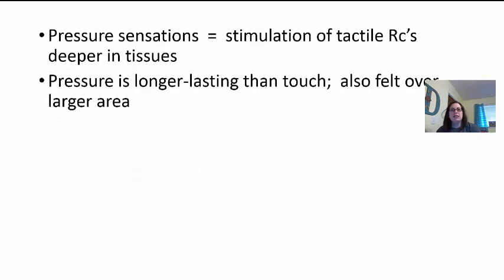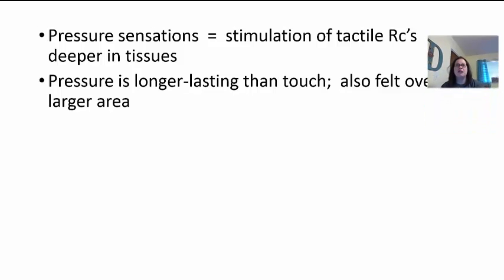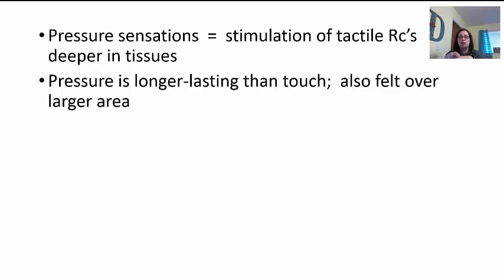All right, now this brings us more towards pressure. Pressure sensation is a stimulus of tactile receptors that are deeper in the tissues, because touch is one thing where it kind of goes against your skin. That's why you can feel light touch. Pressure is another, when you're pushing on something, when something's pressing on you. So pressure is a longer lasting effect than touch normally is.